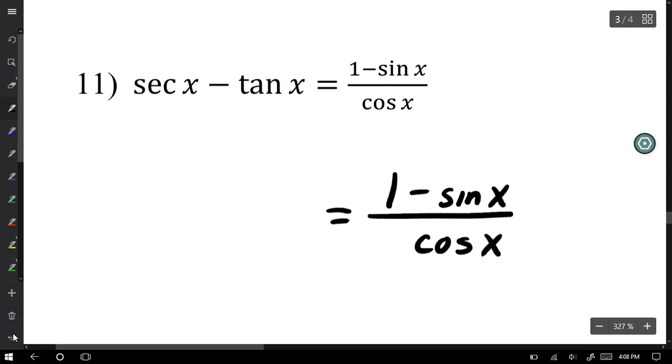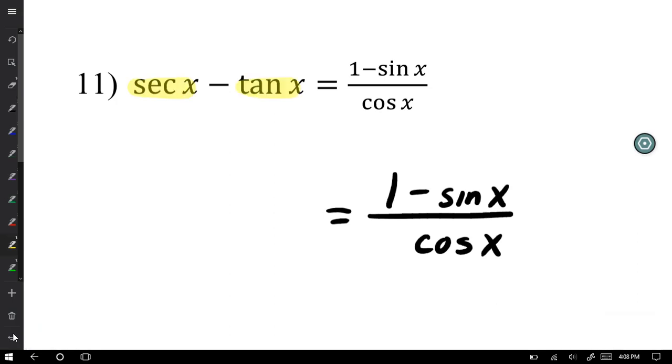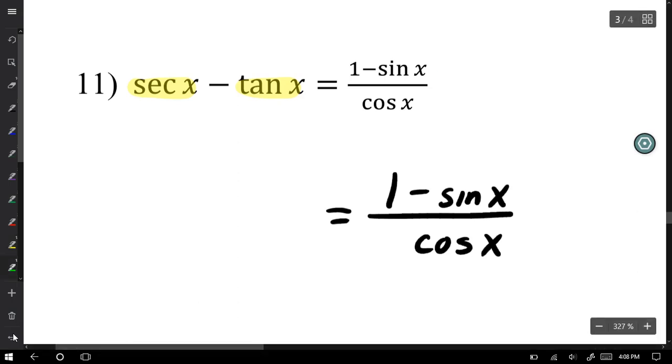And the reason why is it's sines and cosines. This is a secant and a tangent. They're not the same. So something tells me I probably want to change them. Well, what am I going to change them into? How do I know what to change them into? Well, the right side has sines and cosines.